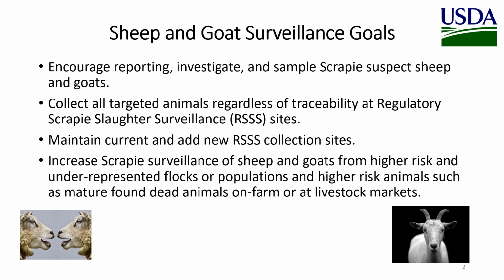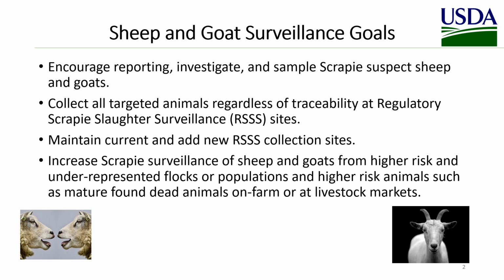Sheep and goat surveillance goals include encouraging reporting, investigating, and sampling scrapie suspect sheep and goats, collecting all targeted animals regardless of their traceability at regulatory scrapie slaughter surveillance sites, maintaining current and adding new regulatory scrapie slaughter surveillance collection sites, and to increase scrapie surveillance of sheep and goats from higher risk and underrepresented flocks or populations and higher risk animals such as mature animals found dead on farm or at livestock markets.